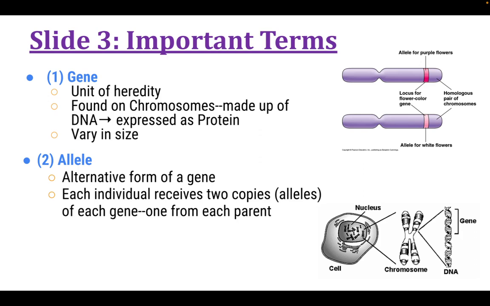So for example, looking at one gene for flower color is on one specific chromosome in that individual's nucleus. An allele is an alternate form of a gene, which means there's possible variations for that gene, whether it's flower color or seed shape. But anytime there's differences among the offspring of parents, or if parents are different from their offspring, we know that there are alleles at work.